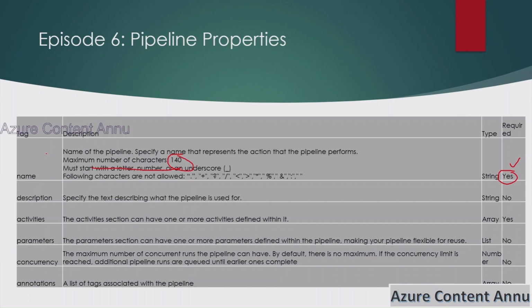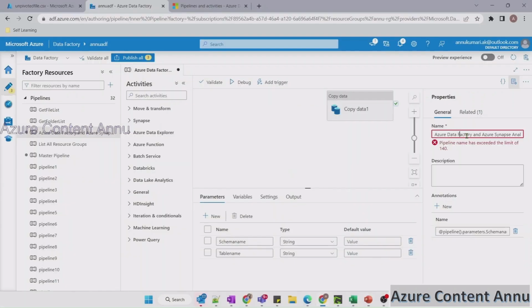As we discussed, a pipeline name can only contain letters, numbers and underscore. It cannot contain special characters. It can also contain a space, but special characters are not allowed. So we are good here.